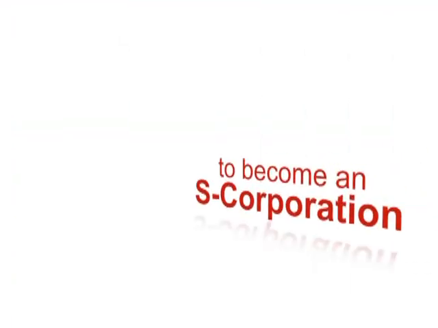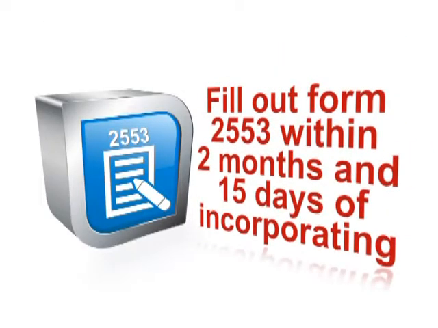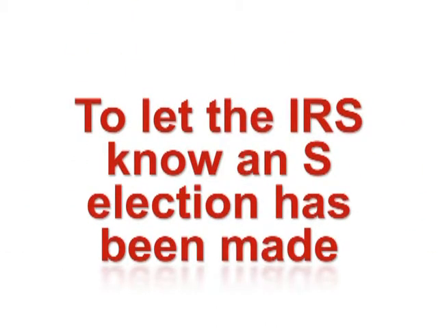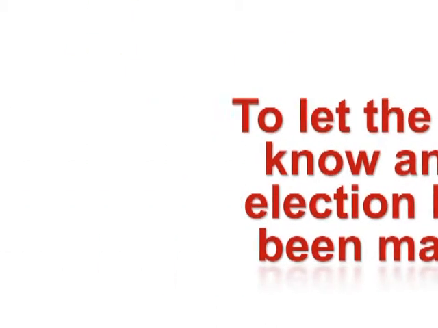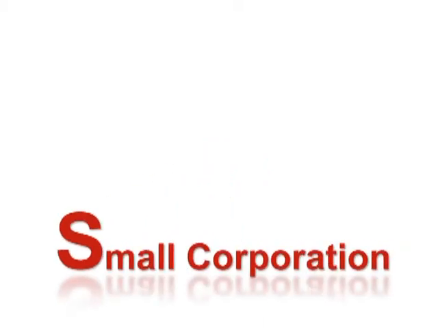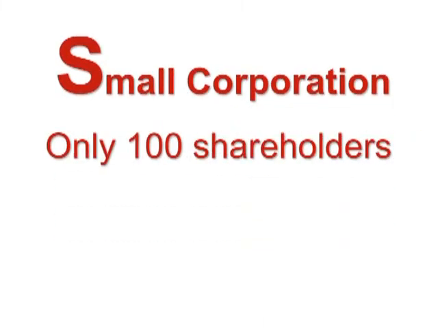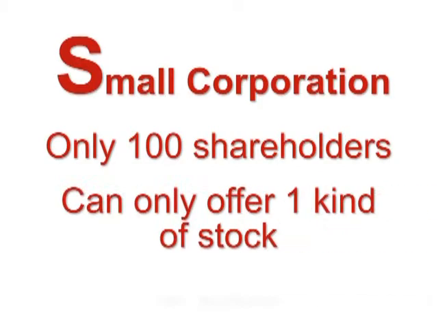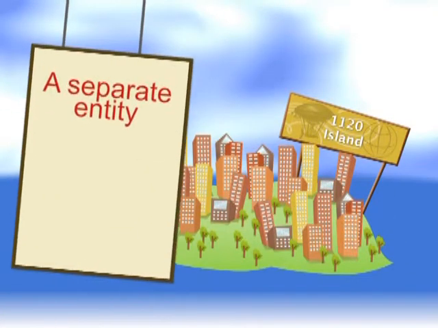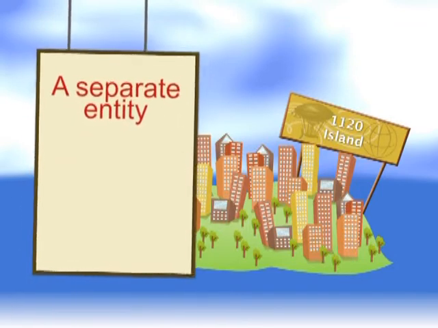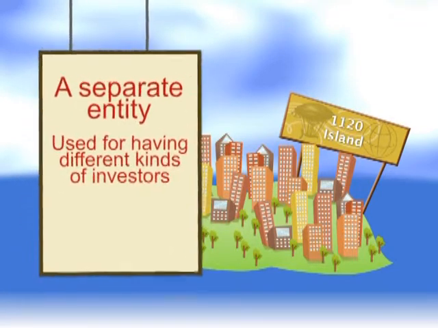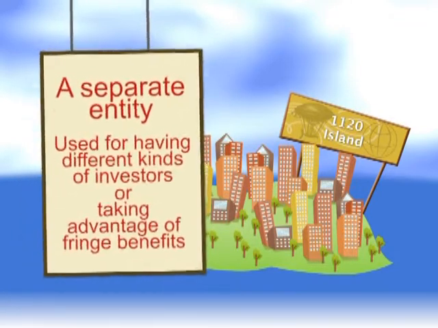An S-corporation is required to file their Form 2553 within 2 months and 15 days of incorporating to let the IRS know that an S election has been made. S stands for small corporation because you can only have 100 shareholders and you can only offer one kind of stock. A C corporation is a separate entity that can be used if you would like to have many different kinds of investors or if you plan on taking advantage of fringe benefits.